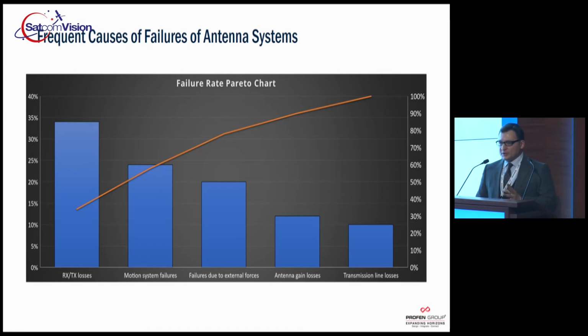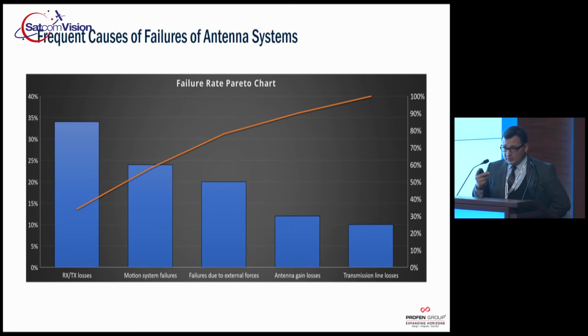RX and TX losses are related with the frequent causes of failures of antenna systems. Then motion system failures, failures due to external forces, antenna gain losses, and transmission line losses. When you hit one of them, your antenna stops doing its main function. On the right-hand side, you see the cumulative percentages. I think everyone is familiar with the Pareto chart and how to read it.